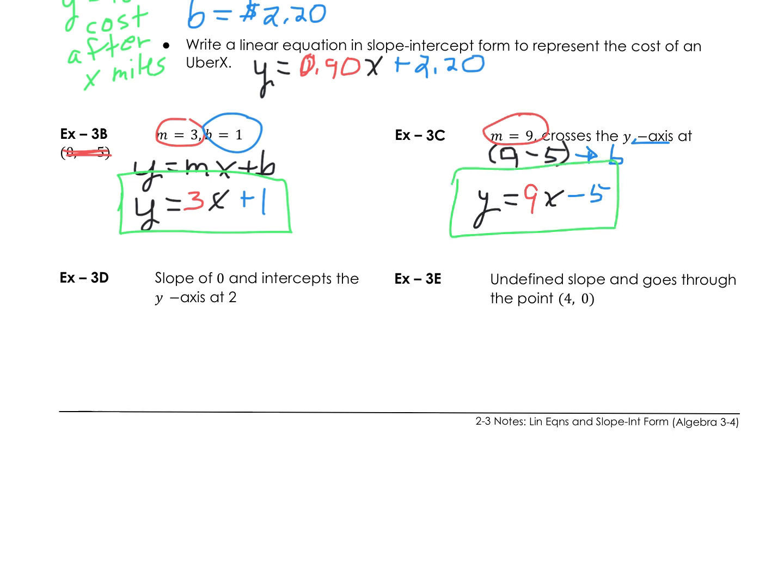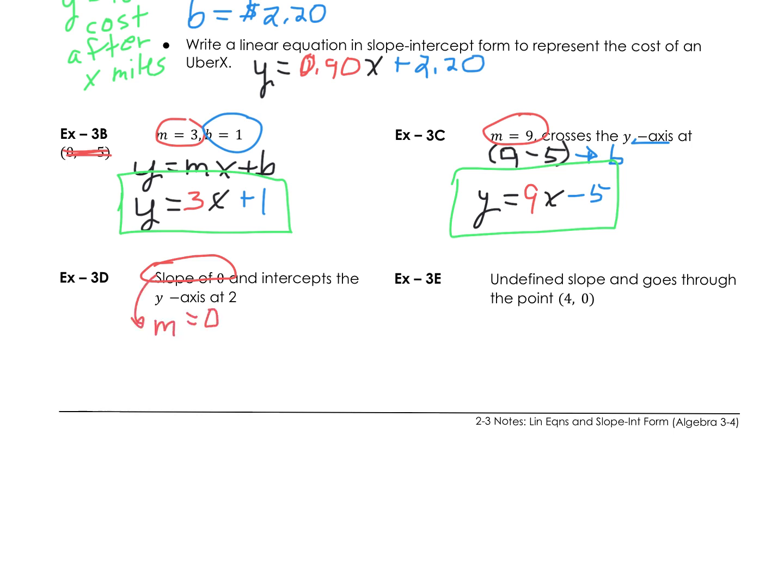Okay, so I want you to, well, let's go through D and E because they're both a little bit different than B and C were. So if we have a slope of 0, that means that m is 0.